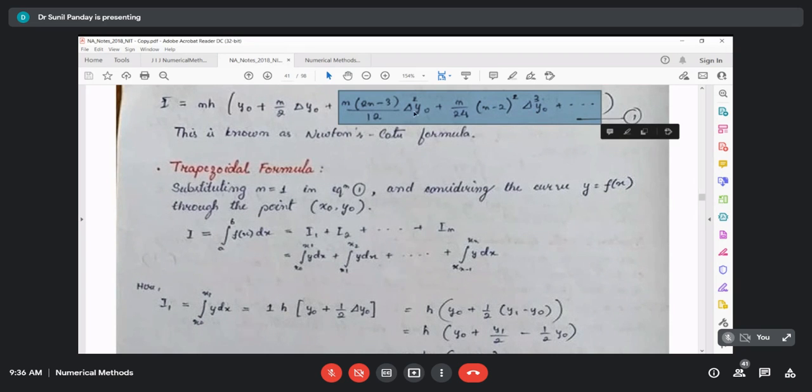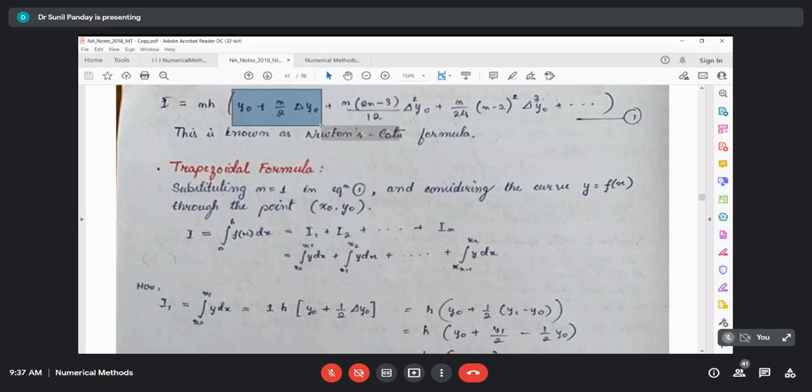So in this Newton-Cotes quadrature formula, these highlighted terms are 0. So I have only this much of the formula, and in it I substitute n equal to 1, because I am taking only one interval, x0 to x1. If I substitute n equal to 1, I get this: 1 into h, y0, plus, since n is 1, 1 by 2, delta y0. And all the rest are 0 because I am taking only 2 points.